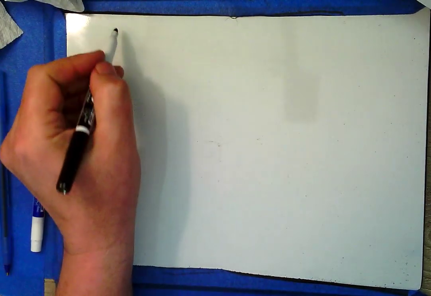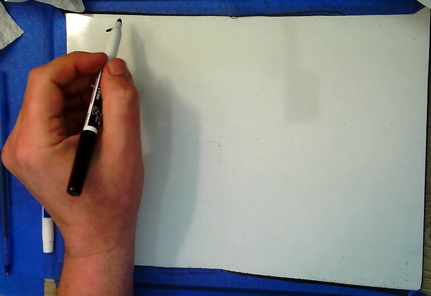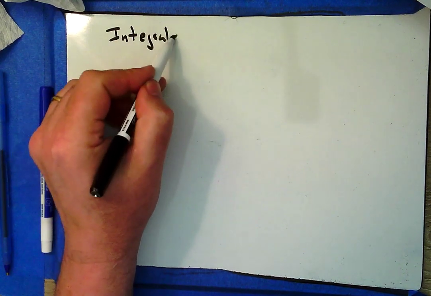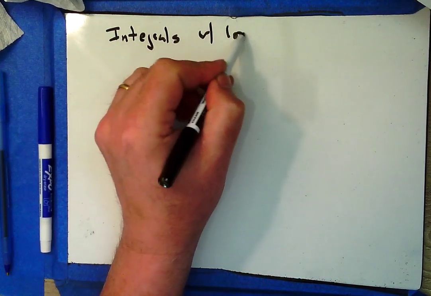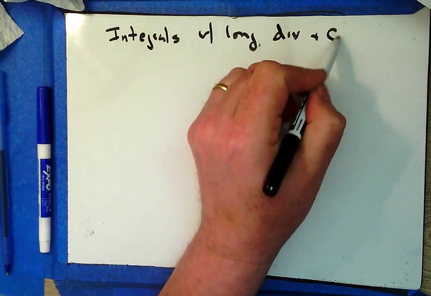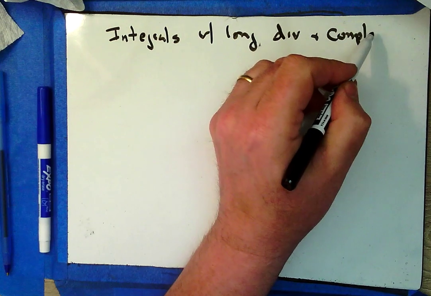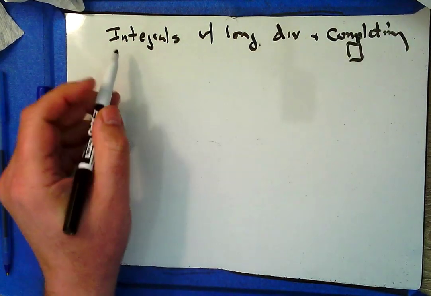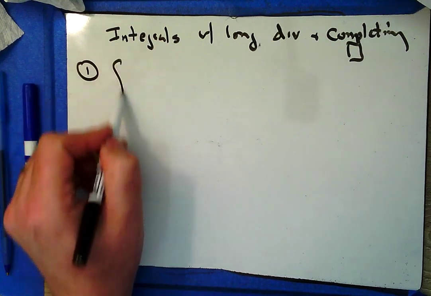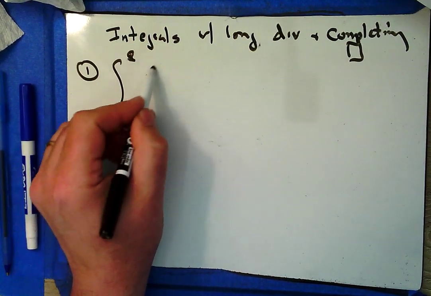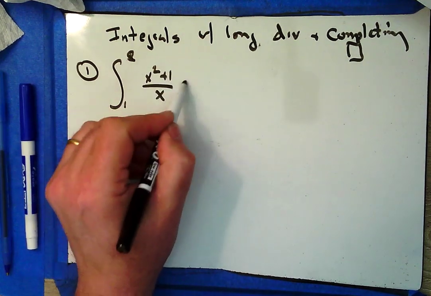So, integrals requiring long division and completing the square. Integrals with long division and completing the square. So problem number 1, the integral from 1 to e of x squared plus 1 over x dx.